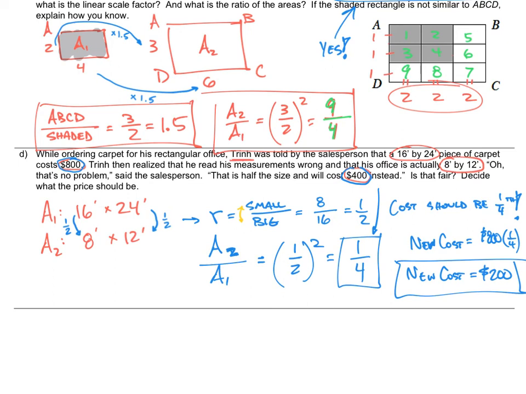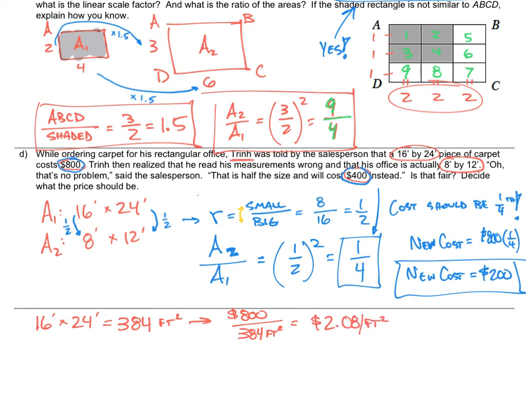I want to look at this one other way. Carpet is sold as a cost per square foot. So if we have 16 feet times 24 feet, that gives us 384 square feet. So we have a cost of $800 over 384 square feet. That gives us a cost of about $2.08 per square foot.